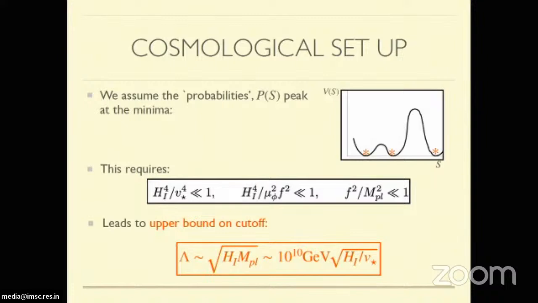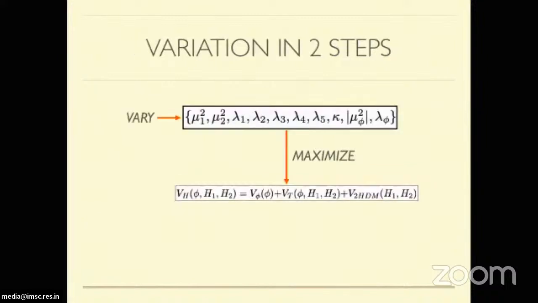Now, if that happens, because the Hubble scale is less than V and our cutoff will be of order the vacuum energy during inflation, that gives a bound on our cutoff, which is 10^10 GeV. So unfortunately, because the Hubble scale cannot be bigger than V, our theory has a cutoff of 10^10 GeV.